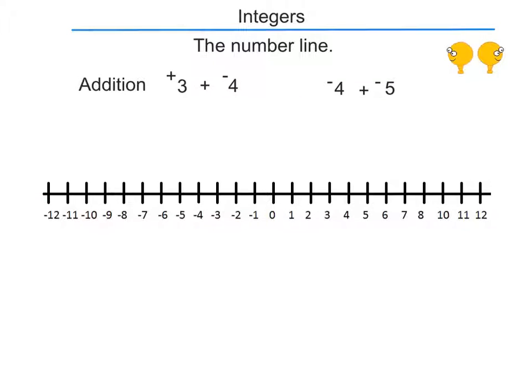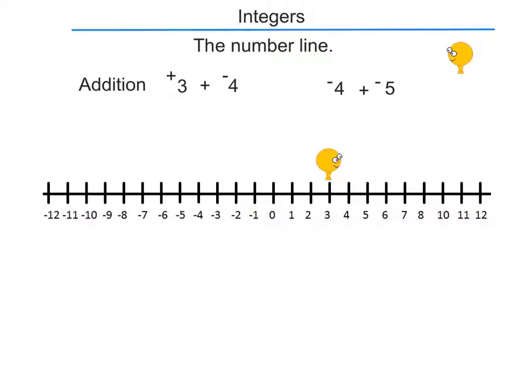On this slide, I'm going to show you how to add positive and negative numbers. Let's have a look at the first example. We've got +3 plus -4. To show that, what I need to do is first of all start at 0 and step +3. 1, 2, 3. And I've moved to +3.